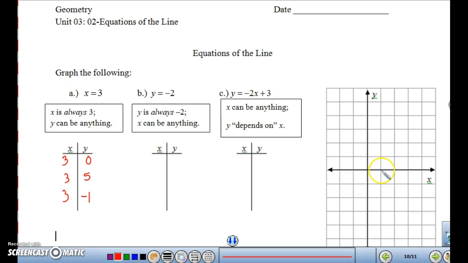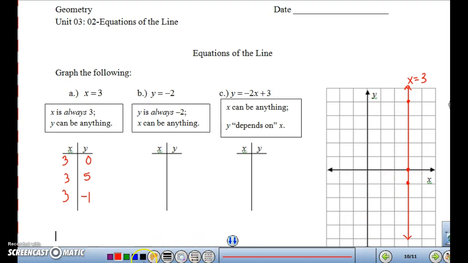So let's see what this looks like. (3, 0), (3, 5), and (3, -1). What have we created when we have x equals 3? We have created a vertical line at 3. There is my line. So when I name this line, it's called x equals 3 because all the x values are going to be 3. It hits the x-axis at 3.